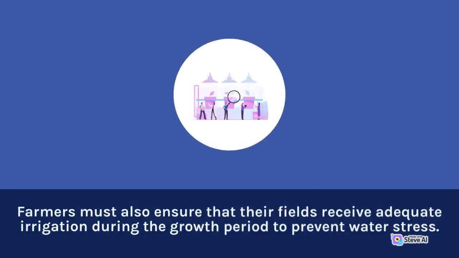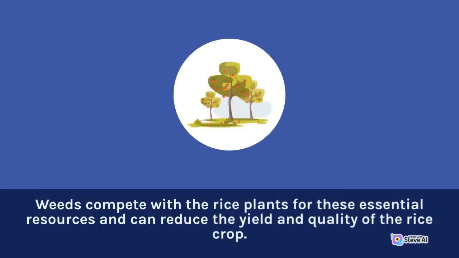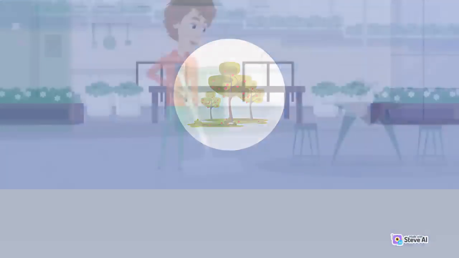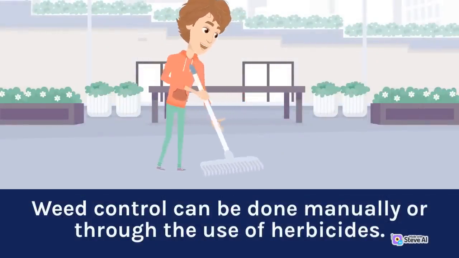Farmers must also ensure that their fields receive adequate irrigation during the growth period to prevent water stress. Weed control is essential to ensure that the rice plants have access to sufficient nutrients and water. Weeds compete with the rice plants for these essential resources and can reduce the yield and quality of the rice crop. Weed control can be done manually or through the use of herbicides.